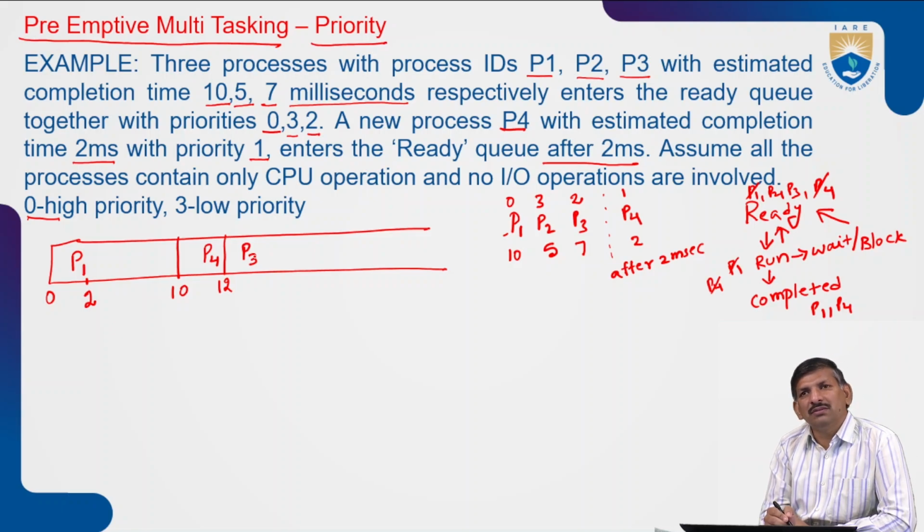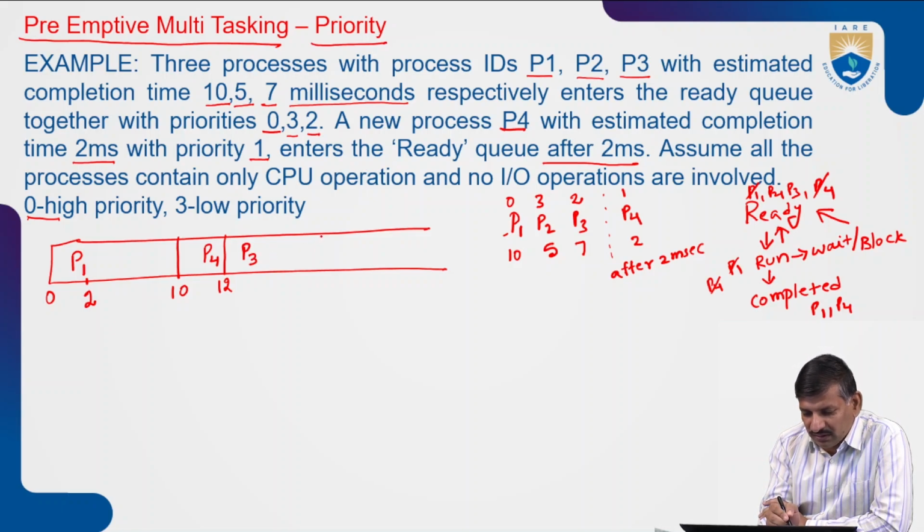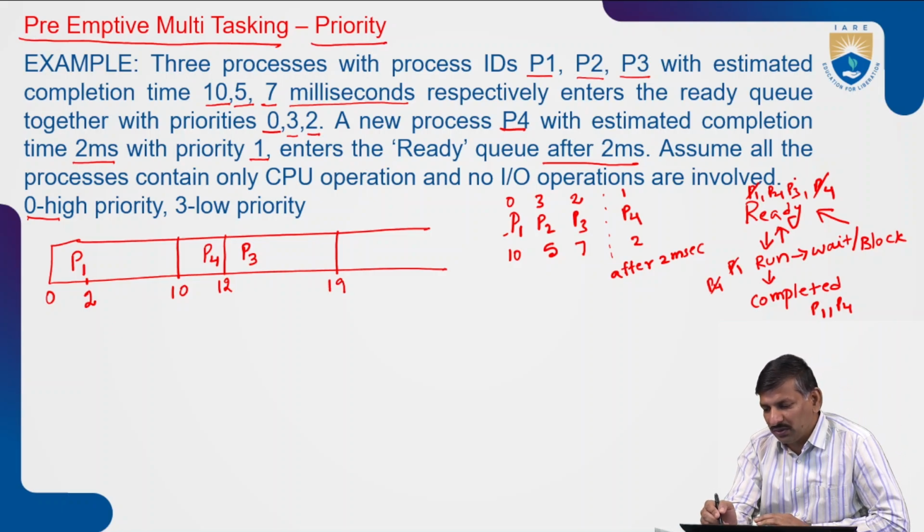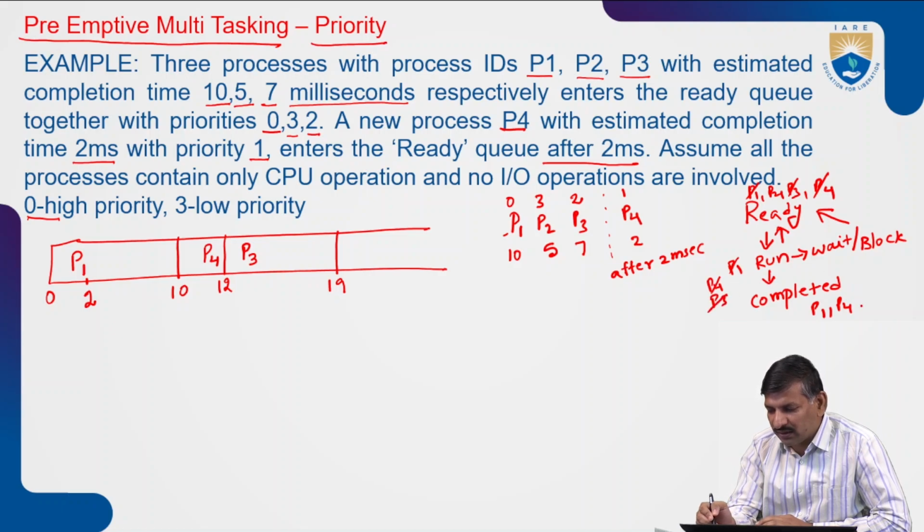P3 is having the highest execution time, which is 7 milliseconds. That is 12 plus 7, so 19. So P3 enters into the running state. Again, it enters into the completed state.